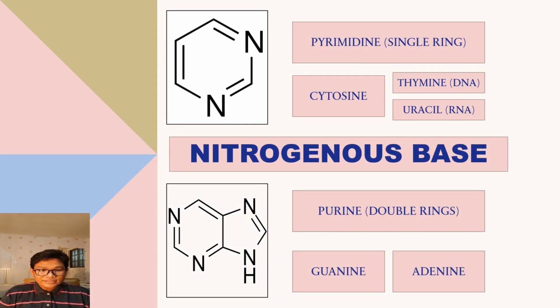Nitrogenous bases are of two kinds, which are pyrimidine that has a single ring and purine that has double rings. Pyrimidine consists of cytosine and thymine for DNA and uracil for RNA. Purine consists of guanine and adenine.